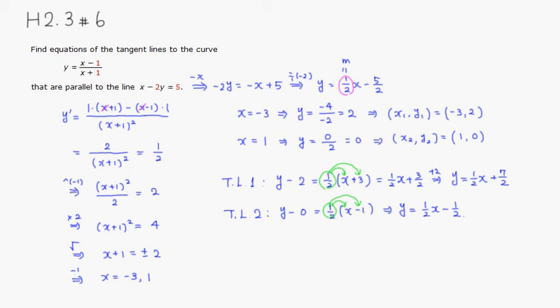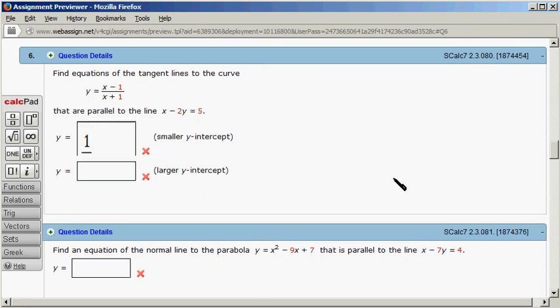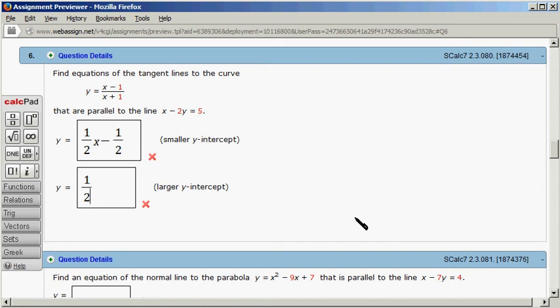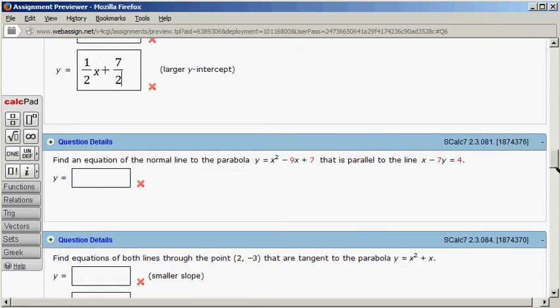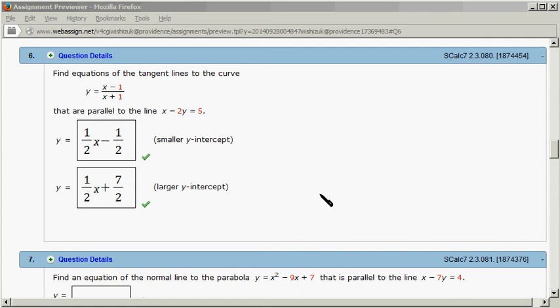So the smaller y-intercept is this one, so let's type that in. It's 1/2 x minus 1/2. And the other one is the same slope, 1/2 x, then plus 7/2. So let's go down and submit for testing. All right, it came back and looks like we got both of these tangent lines correctly. All right, that's it. I hope that this was clear.